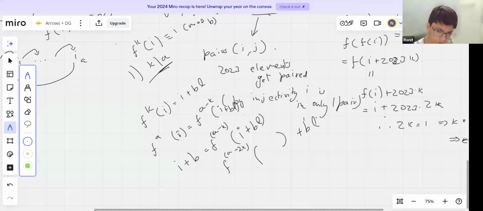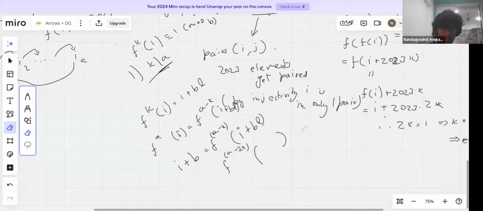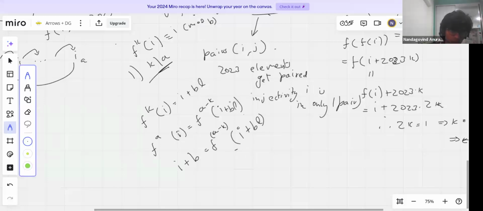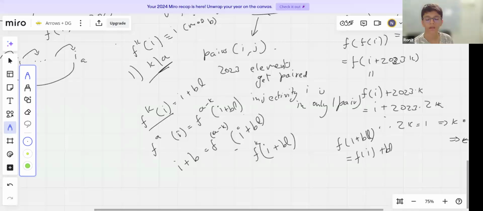So how do you get the minus k part on both sides? I'm taking f of a, basically taking f of a minus k on both sides. Now I'm using the fact that f to the k times I is equal to I plus bl. Now the point is f of I plus bl is equal to f of I plus bl, right?